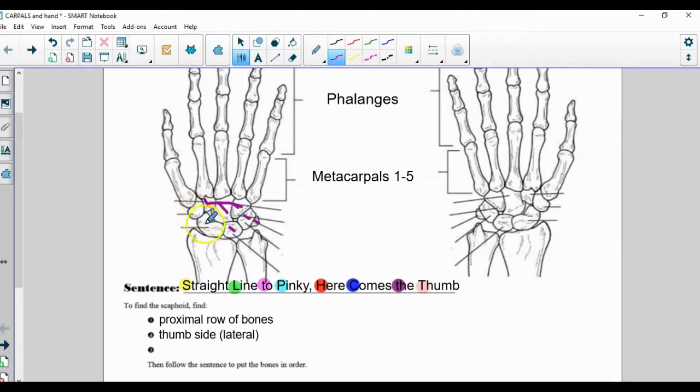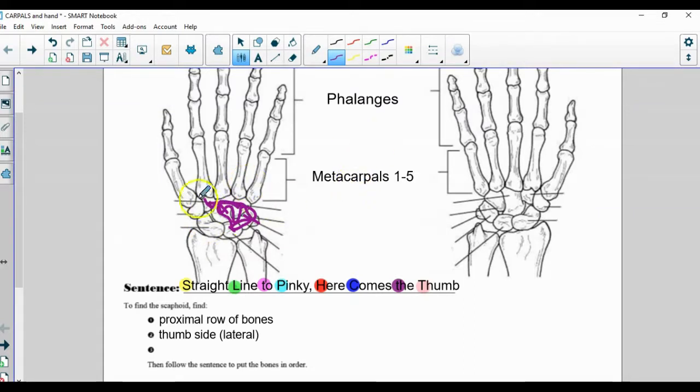These, I could see where people would be like, maybe it's that one because that's right next to the thumb. Maybe it's that one because that's more proximal. So right now, all these purple ones are not scaphoid. And now we still have to choose between these two here.